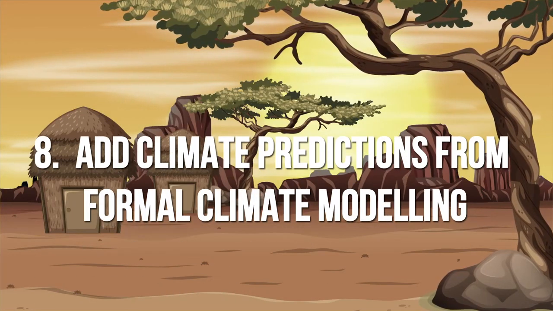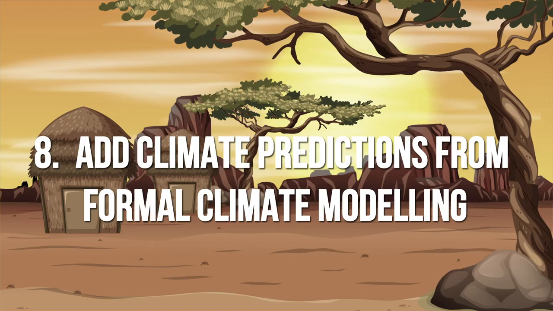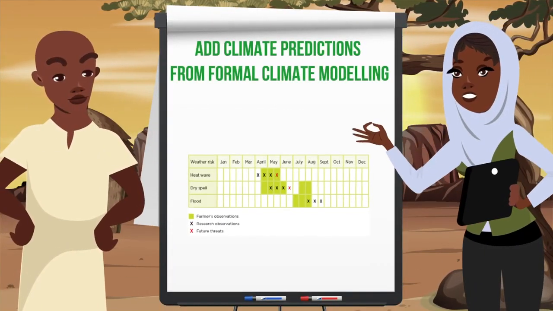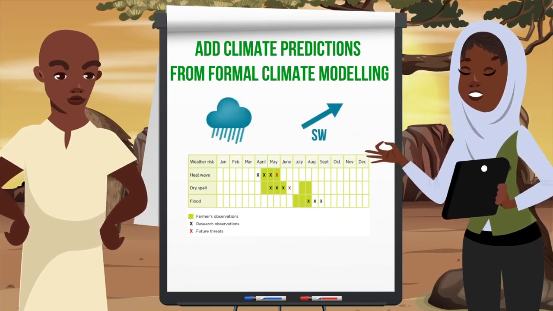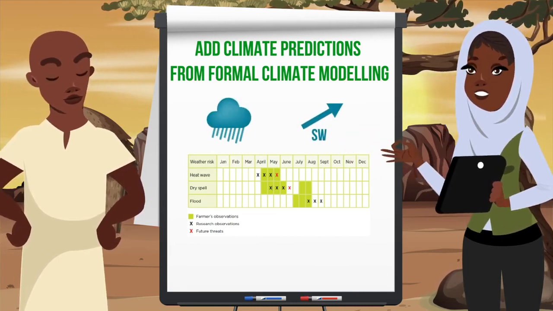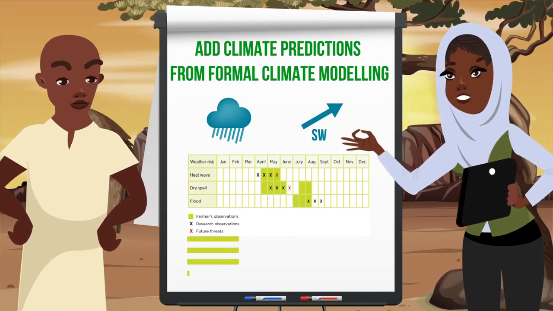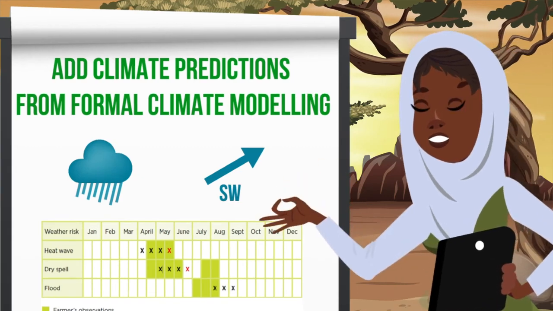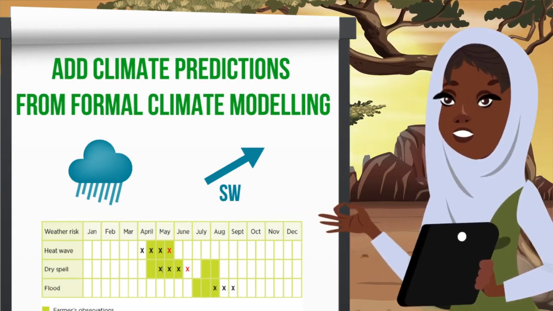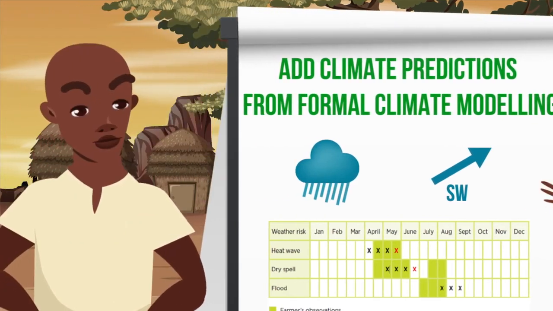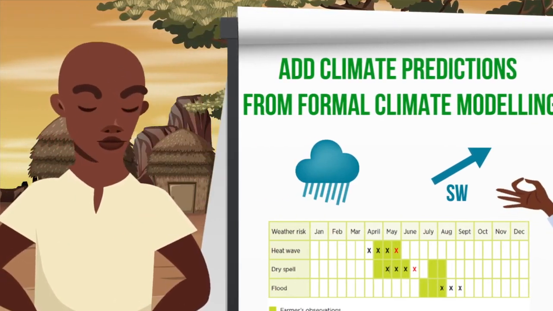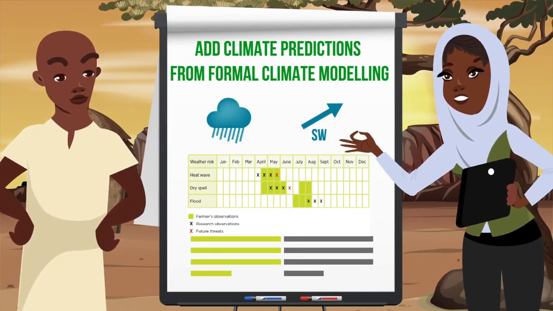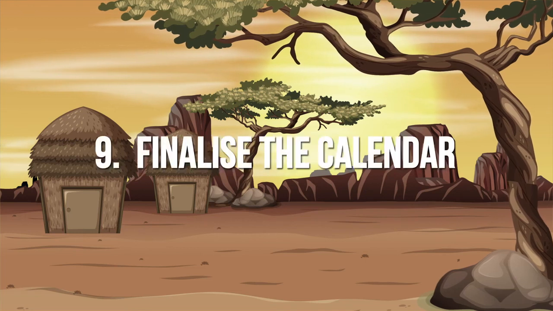8. Add climate predictions from formal climate modelling. Scientists have calculated that the climate in your community will change in the following ways. List the climate predictions. Add these risks to the calendar. Do you agree with these? Are they similar to changes you have noticed? Are they similar to any predictions from traditional sources? For example, observation of birds, insects, plants, or marabous. Note them down in a similar table.